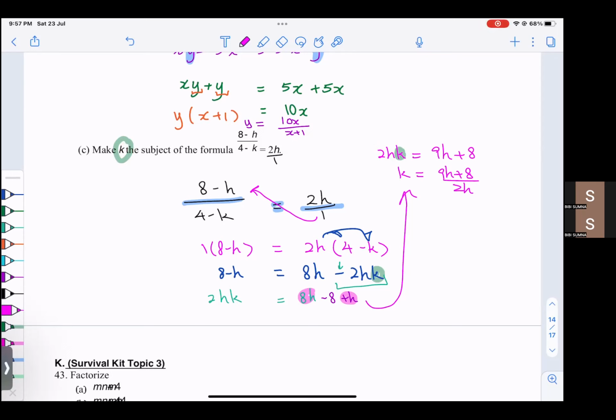There is something else you can do with this question, but I don't really suggest it, because according to your teacher's marking scheme, they ended here. What I mean is that you can separate these two, like this 2h can be given to this and also here. So 9h over 2h plus 8 over 2h. Now, why did I do that? See, h and h can be simplified. 2 and 8 can also be simplified. So you will be left with 9 over 2 plus 4 over h. But since this looks a little uglier, you can also end with this part. It's all up to you.